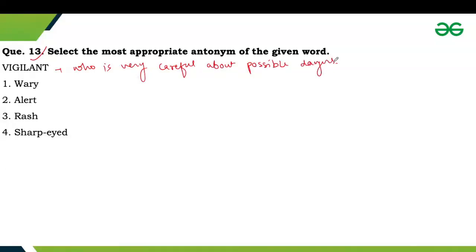That person is vigilant. Next one is wary. Wary refers to someone who is very careful and doubting. So this is the synonym. Alert refers to someone who is careful and aware.